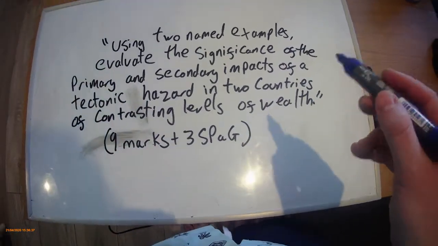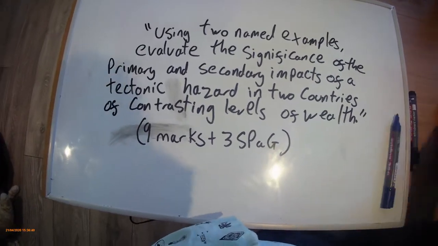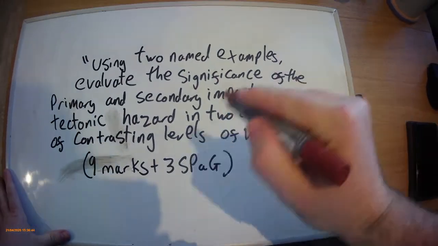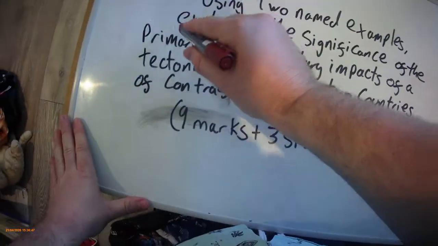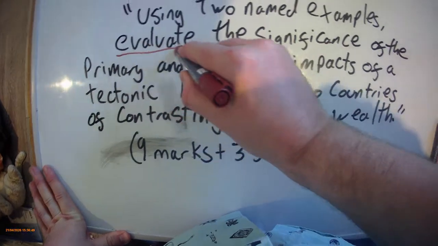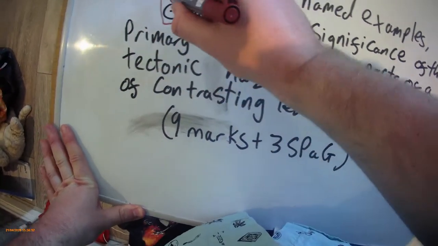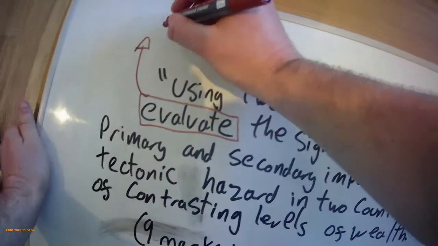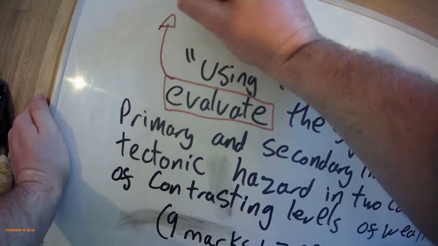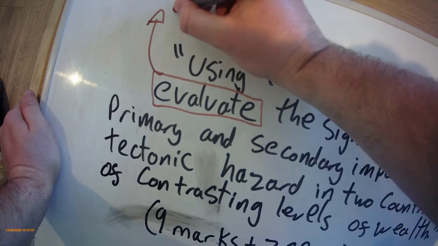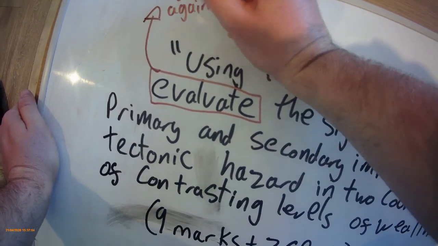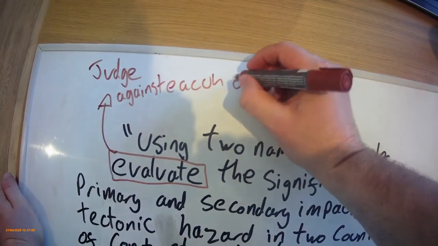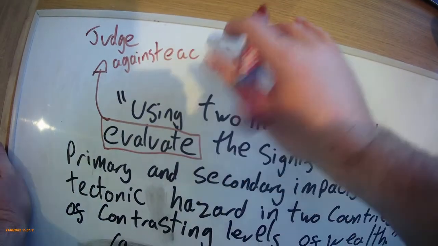The first thing we need to do is break down our question and find our command word. Now that's the word that asks us what to do. So in this one it is evaluate, just up here. So we're going to draw a box around evaluate. And we're going to put a little thing up here to define it. And we know that that means judge against each other. Can't spell today.